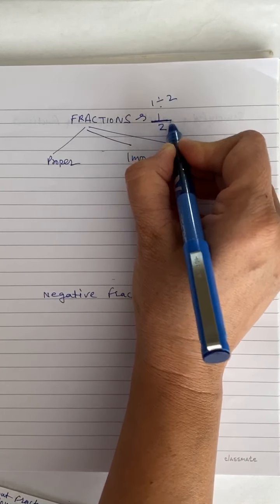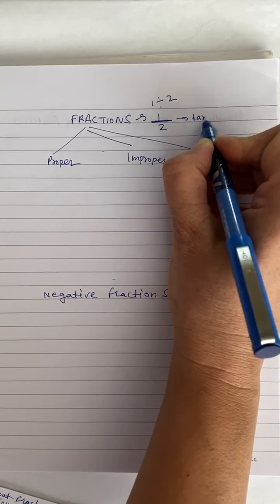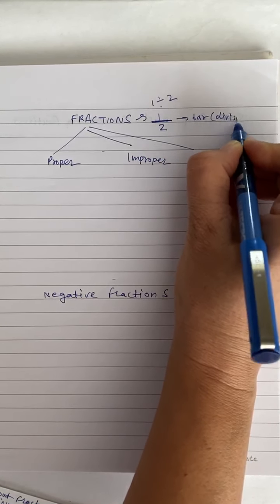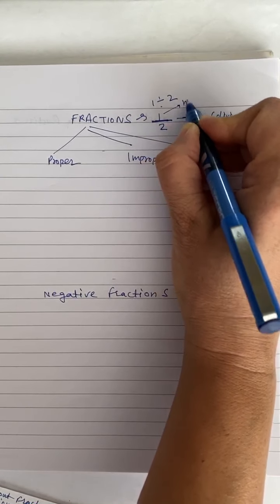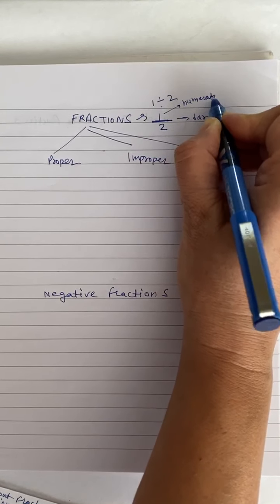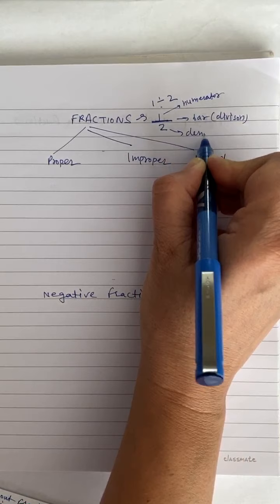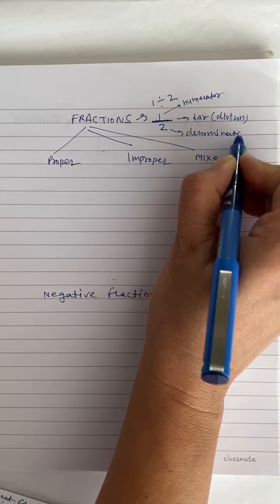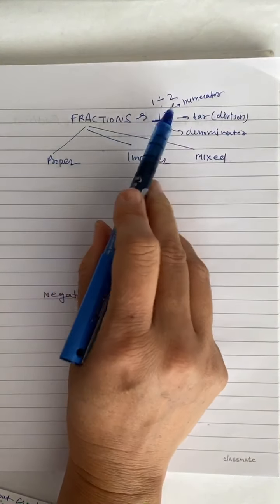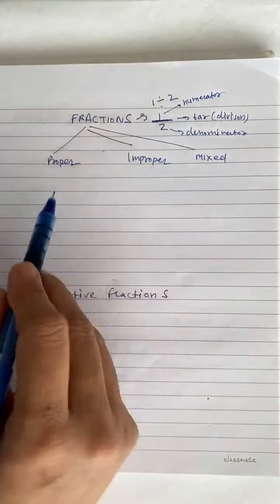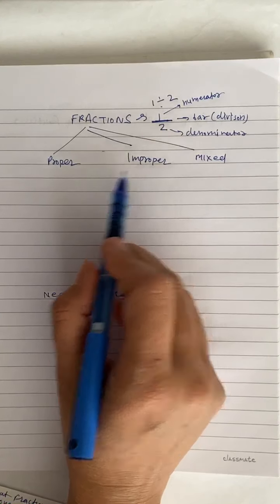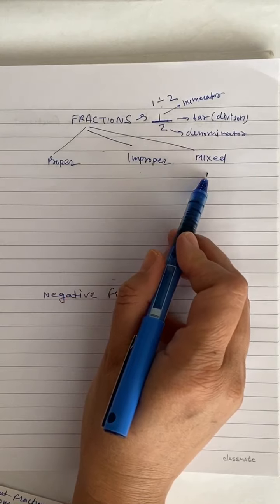So this bar means division. This is the numerator, and this 2 is the denominator. So the fraction is simply another way of representing a division. So this is 1 over 2. Now there are different kinds of fractions: proper, improper, and mixed fractions.